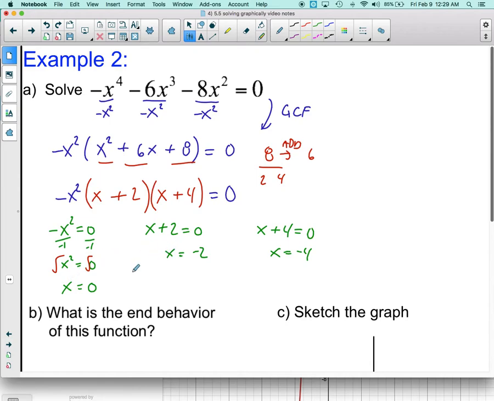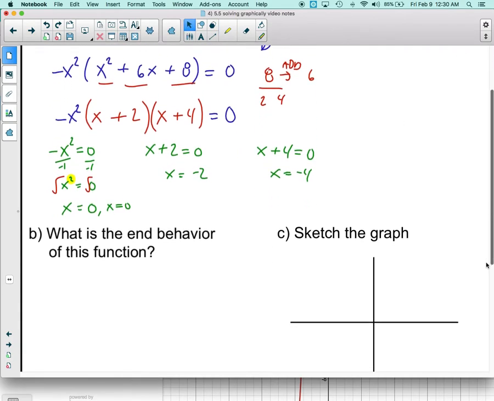What you notice here is that we only have 3 answers, but the problem said we should have 4. So what's going on with that? Turns out there's actually 2 answers right here. X equals 0 is 2 answers. Notice this 2 right here is saying that this equation has 2 answers, and it turns out there's both 0. So here are 4 answers, 2 of them are zeros. That's okay. All right, so let's move on down to the next part, the end behavior.